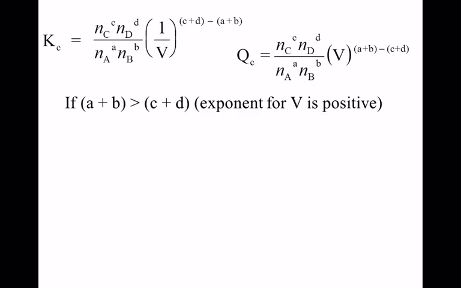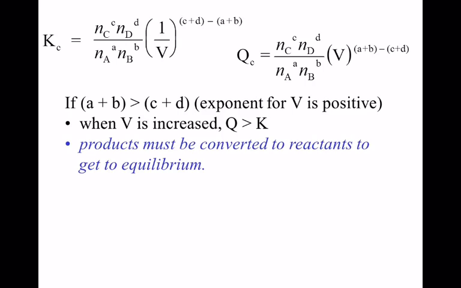then if you increase the volume, you're actually going to increase your reaction quotient. If you increase your reaction quotient Qc, what we said before is that now you have too many products. Your products need to go back to form reactants. That's consistent with what we talked about on Monday, reaction quotients. Products must be converted back to reactants to get to equilibrium. And again, I'm going to summarize this on the next slide.